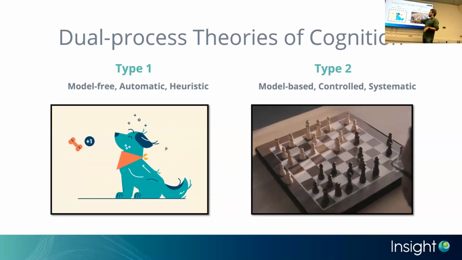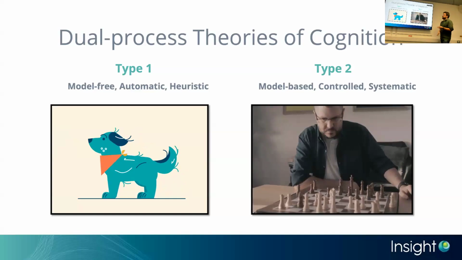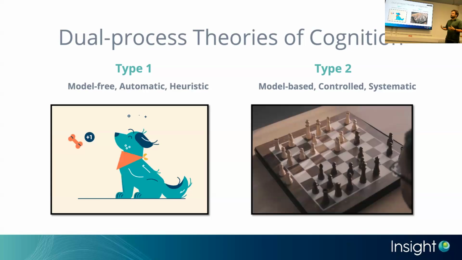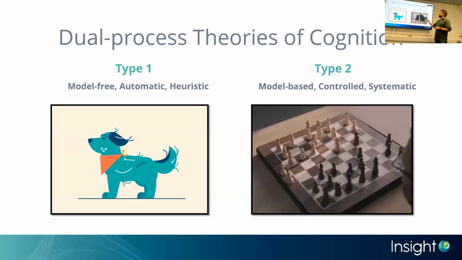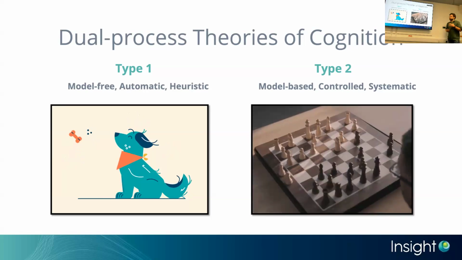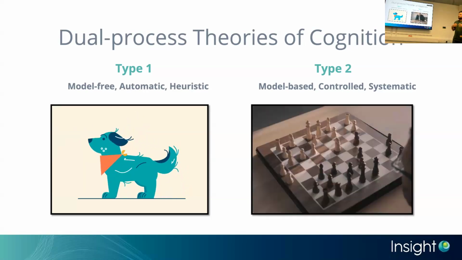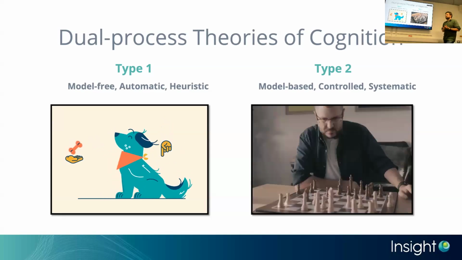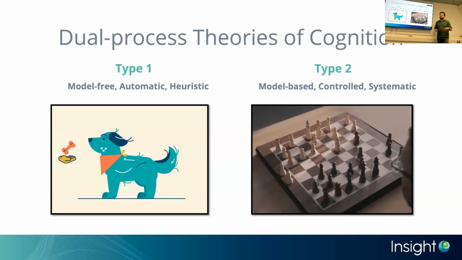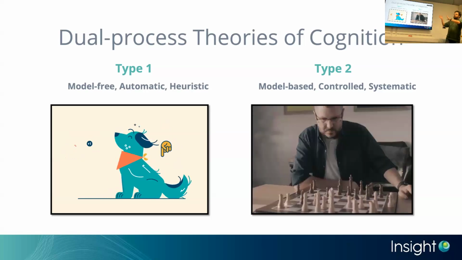Then the other option is type 1: model-free, automatic, heuristic. And this is believed to be a more, not animalistic, but it first developed in animals and people as opposed to this type of thinking. And it's faster, it's efficient, it's mostly automatic. It's sometimes outside of conscious awareness.